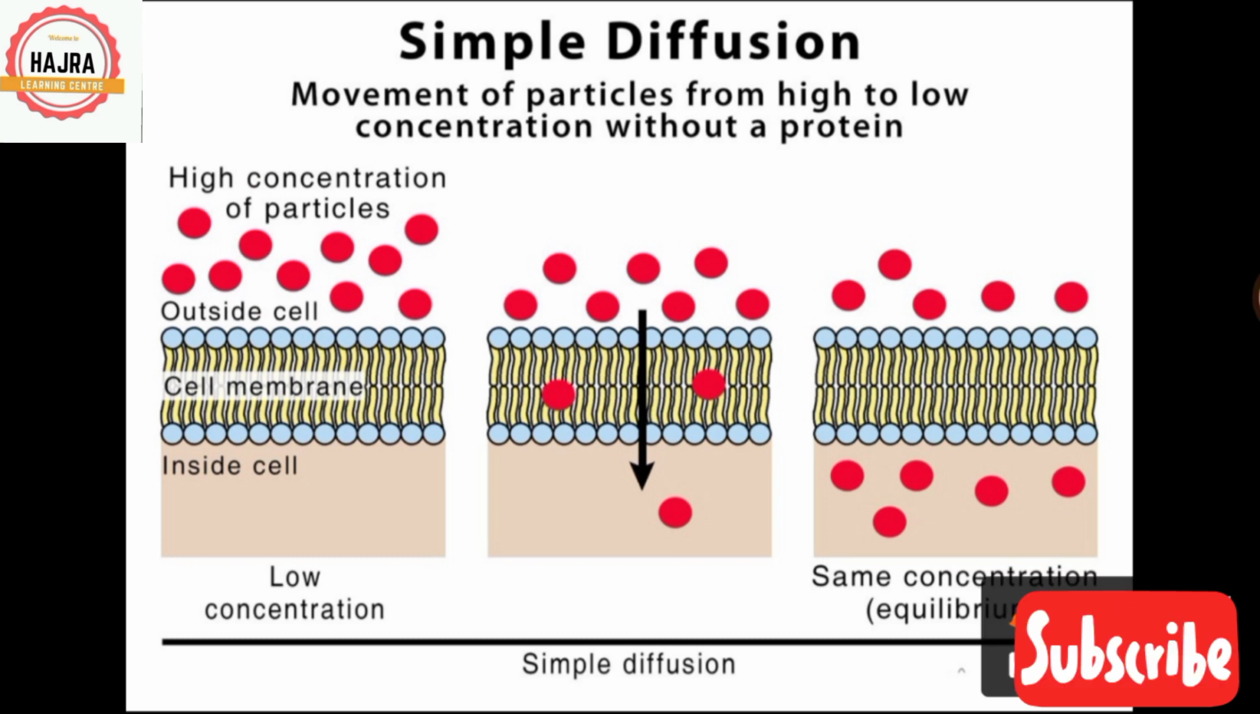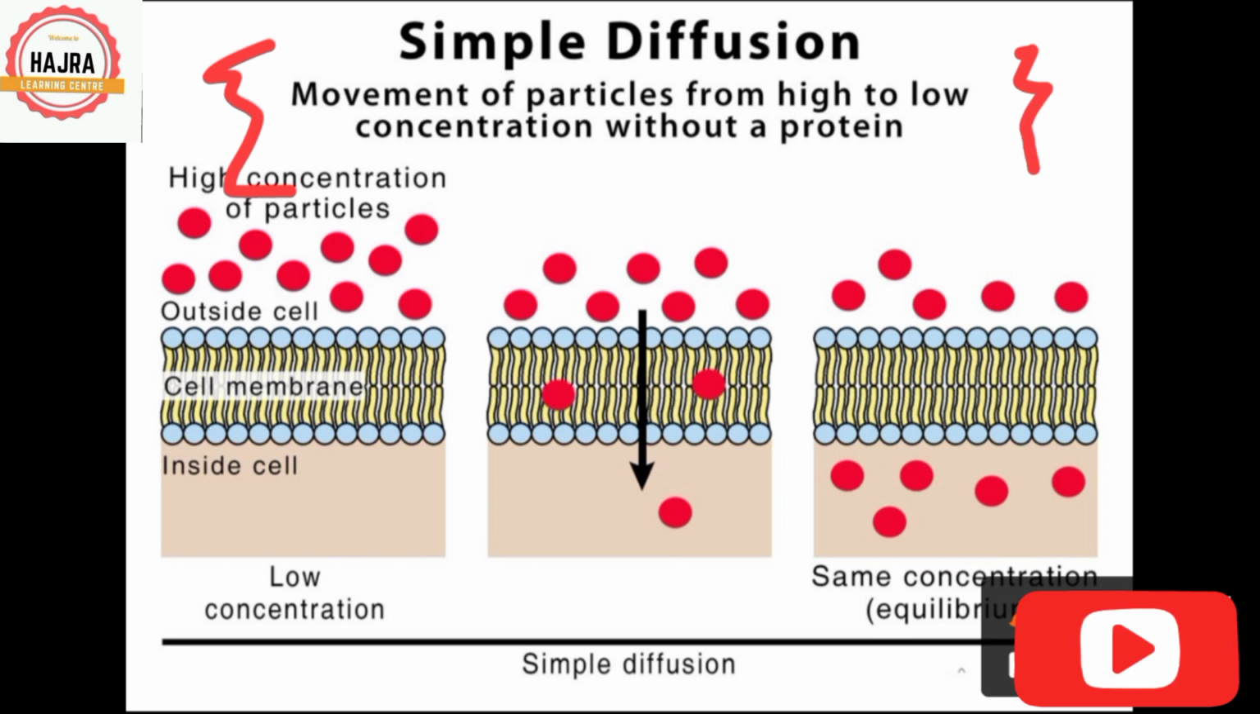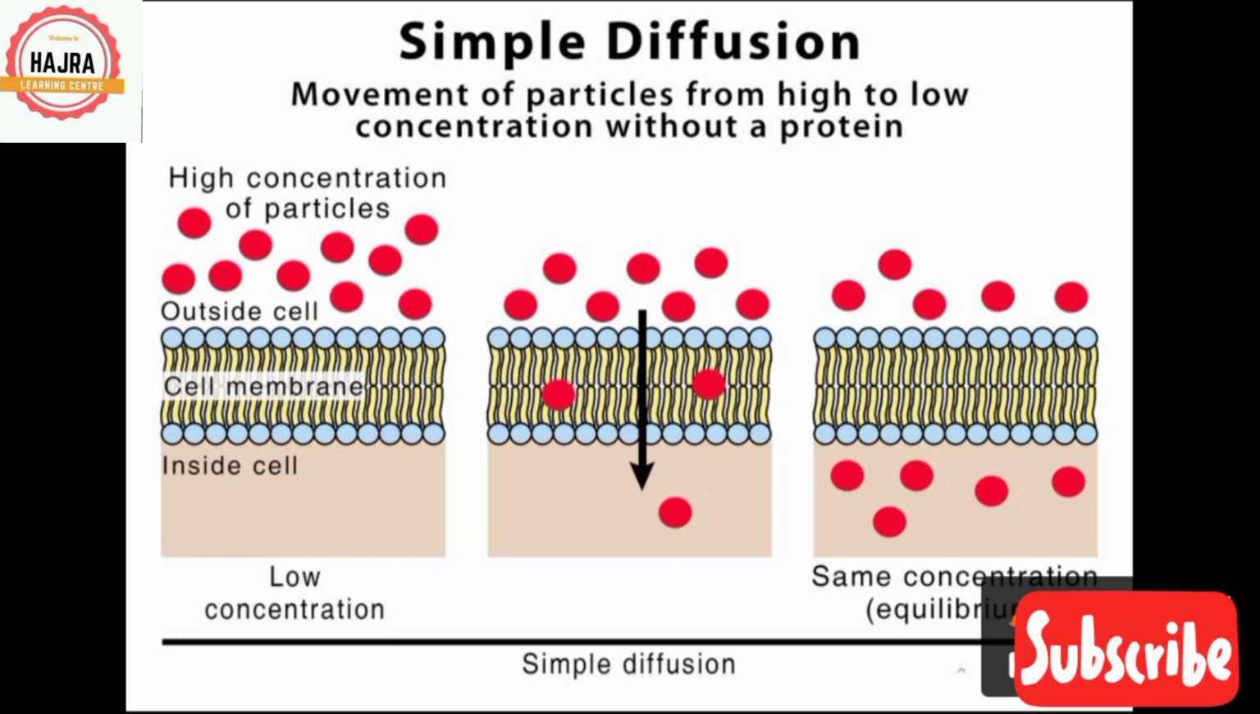Simple diffusion means the movement of particles from the higher concentration to the lower concentration without any agent. Simple diffusion happens in small molecules. They can easily diffuse across the cell membrane, so they don't need any kind of agent or protein to help them cross the cell membrane. As you can see on my screen, there are three diagrams: 1, 2 and 3.